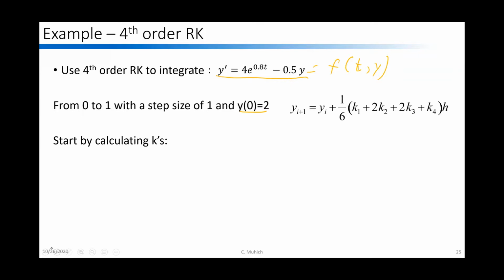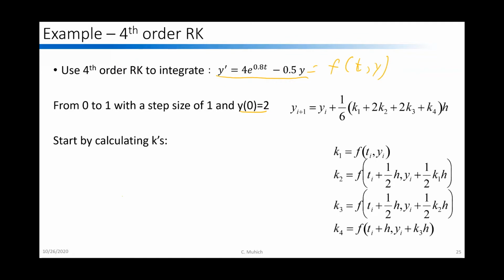The first thing that we need to do is calculate our different k's. Here I've written out the equations for our different k's. So let's start with k1. k1 is just f of t and y. So this is equal to f of 0 comma 2, which is 4 times e to the 0.8 times 0 minus 0.5 times 2, which is 3. This is the same solution we've seen a few times now.